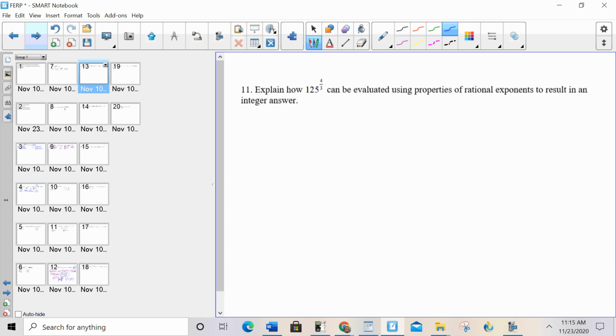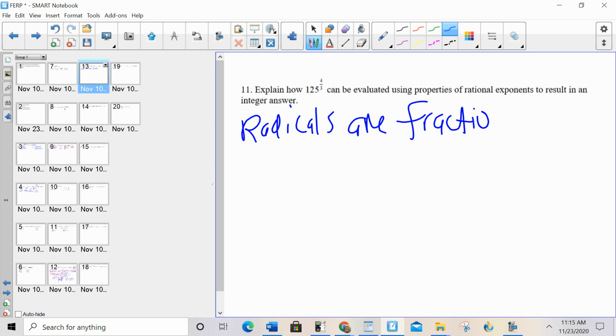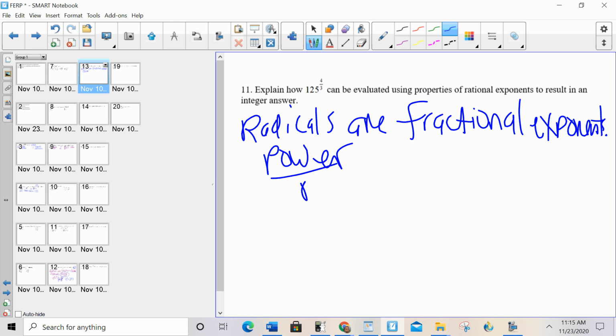Same type of thing for number 11. Explain how the 125 to the 4/3 power can be evaluated. Now remember when we did this, I said you can type this into the calculator and get an answer that's not going to help you for a question like this. So radicals are fractional exponents, and it's always the power over the root.